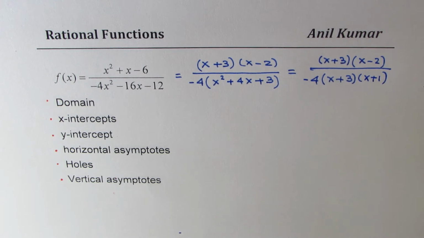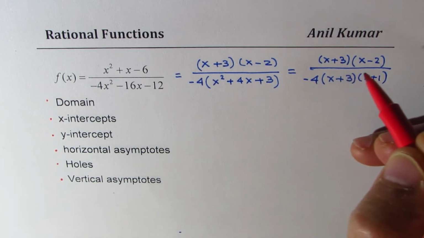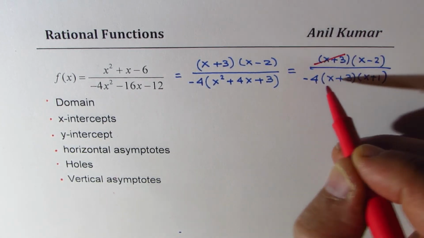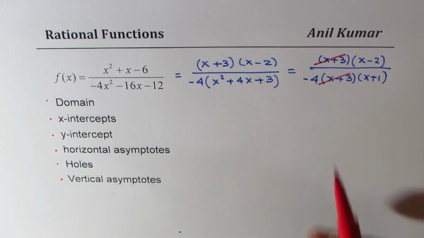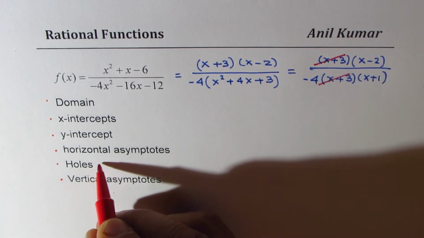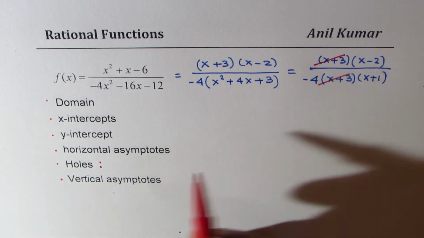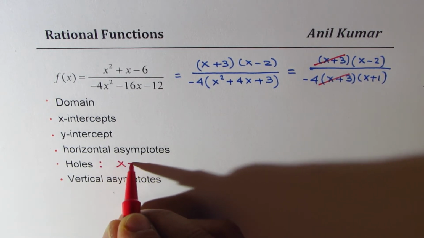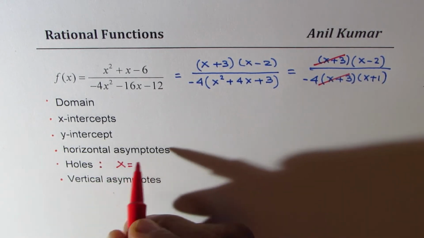Now from here you see we have a common factor in numerator and denominator, which is x plus 3. Now this common factor leads to the hole, right? So the hole is at x equal to minus 3.